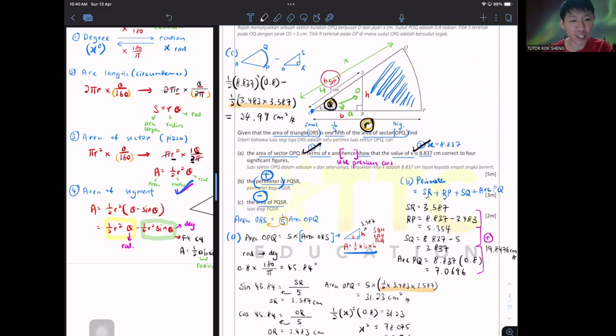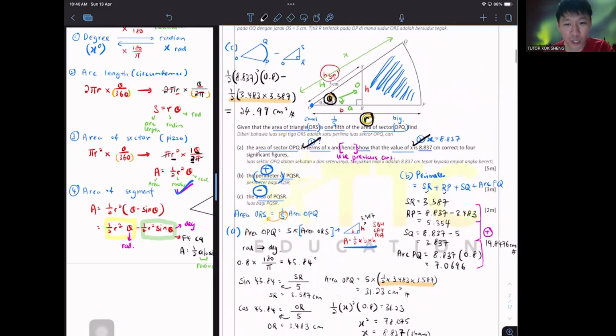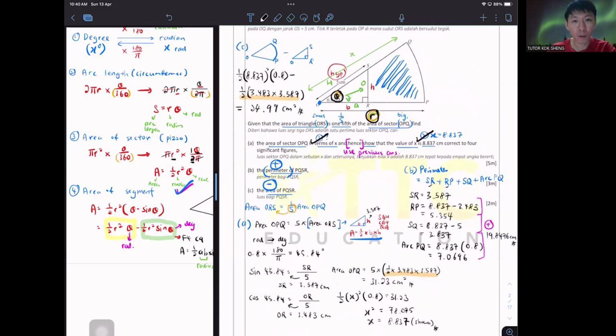Done. Okay, so the first one, 10 marks. This is for paper two, paper two type of the question. Okay, brief in, brief out. We got 4 more to go. Easy, easy.